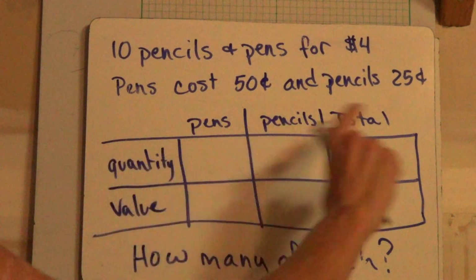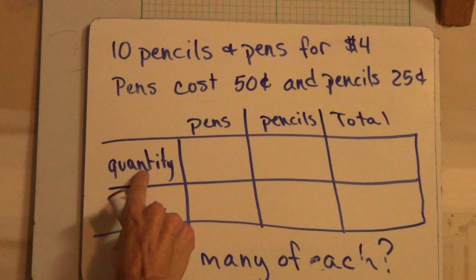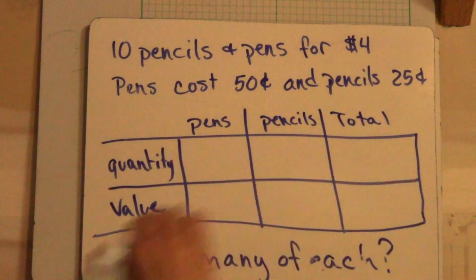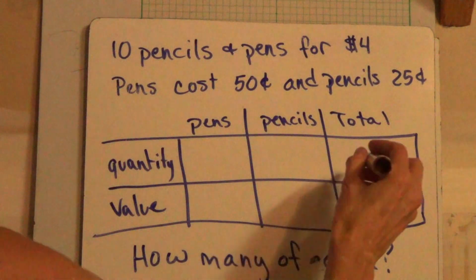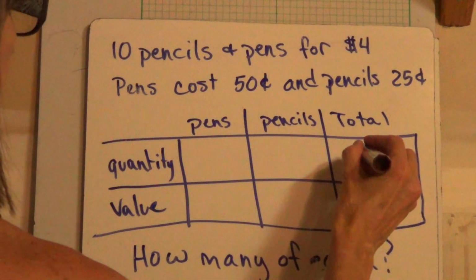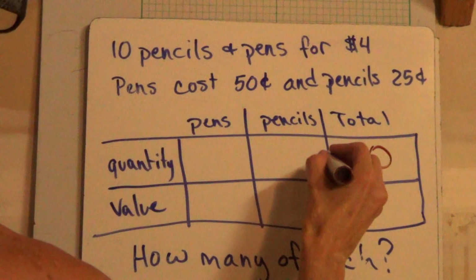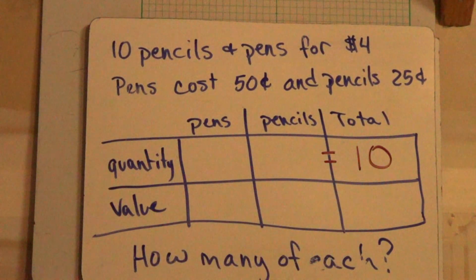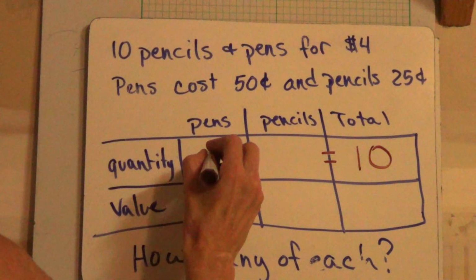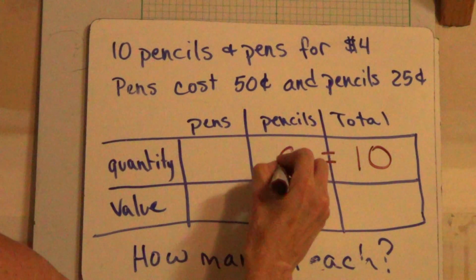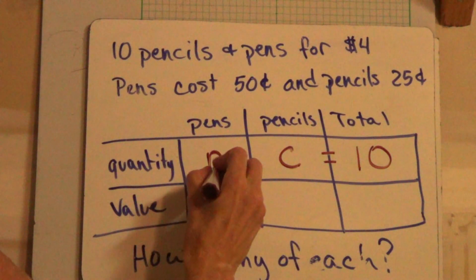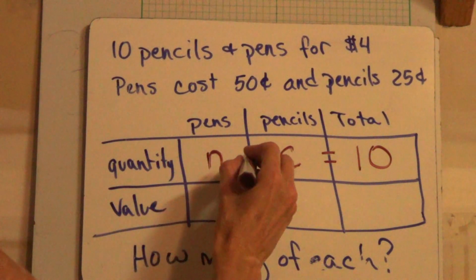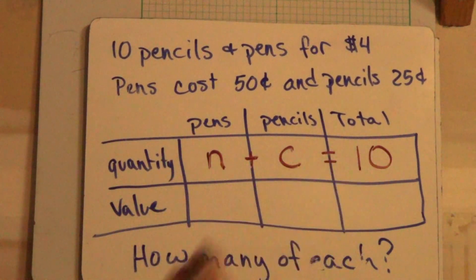I just say make a table here and think about your quantity. Just make an equation that has to do with quantity. How many of these did you buy? You say 10. Pencils, let's call that C, and pens, let's call N. So N plus C would equal 10.